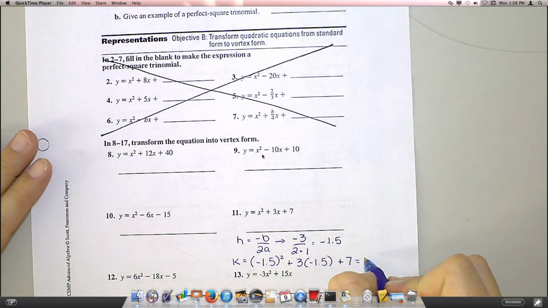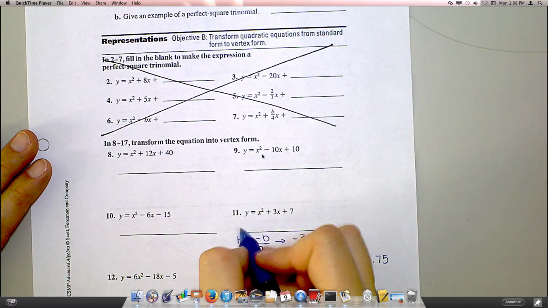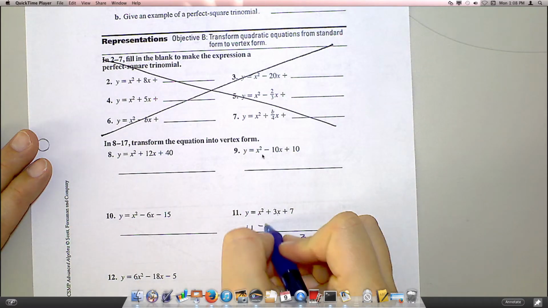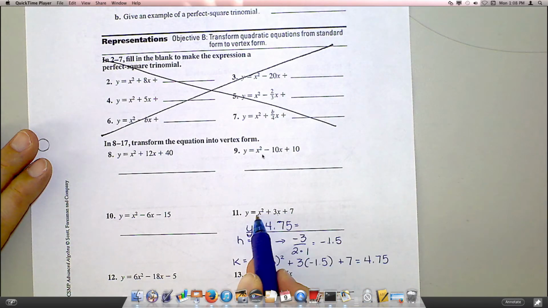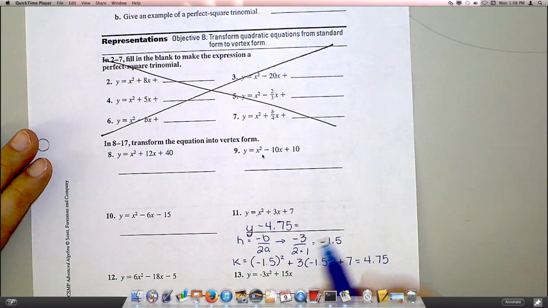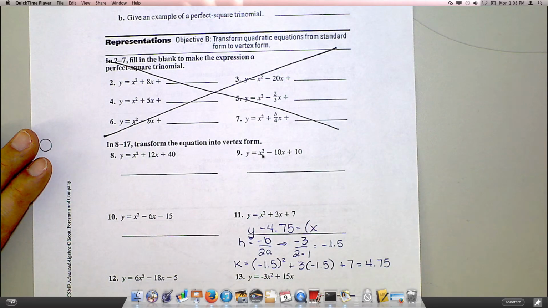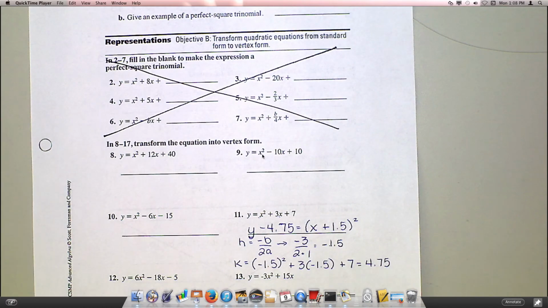Okay. Positive 4.75? Okay, so when I write my equation, it would be y what? Yep, y minus 4.75, because it's always the k value, equals, my a value is 1, so I don't put anything there, and then x what? Plus 1.5 squared. Is that what you had? Good. Are we good on this then? Okay. All right.